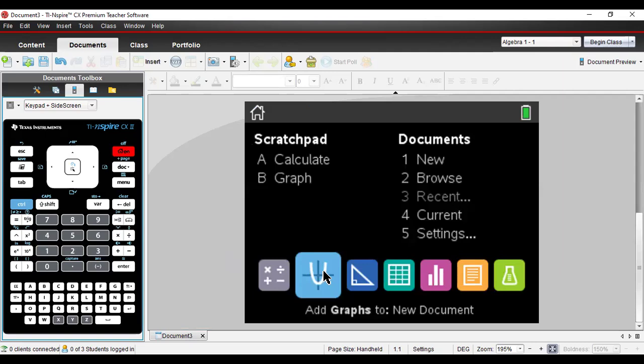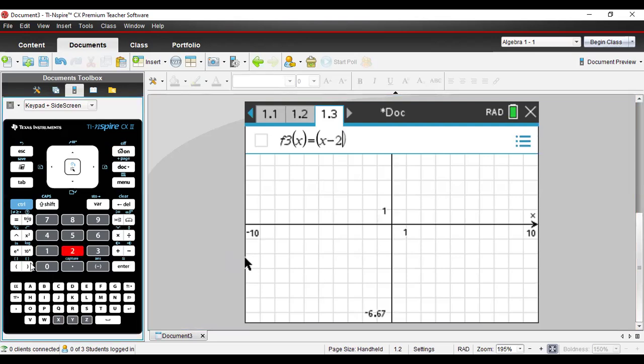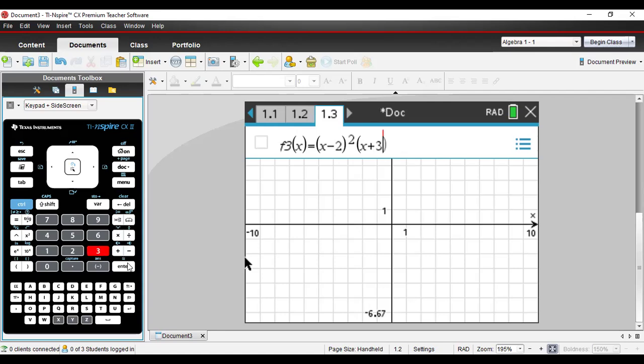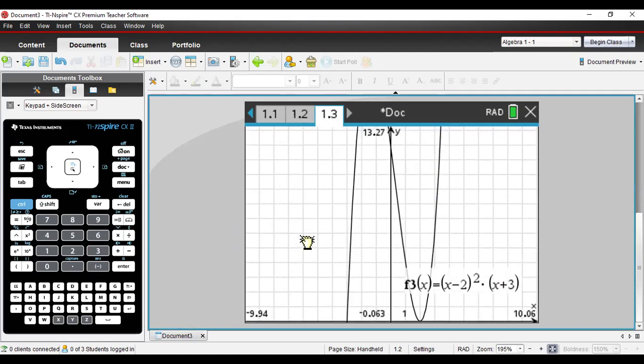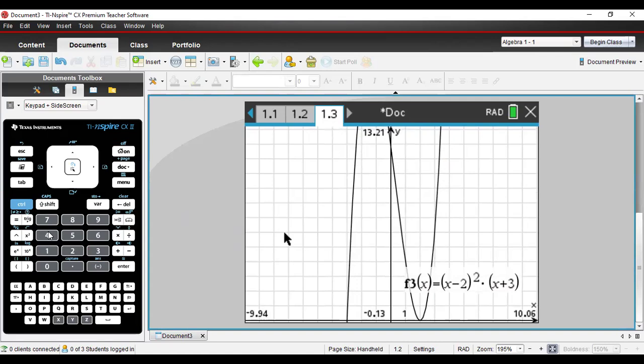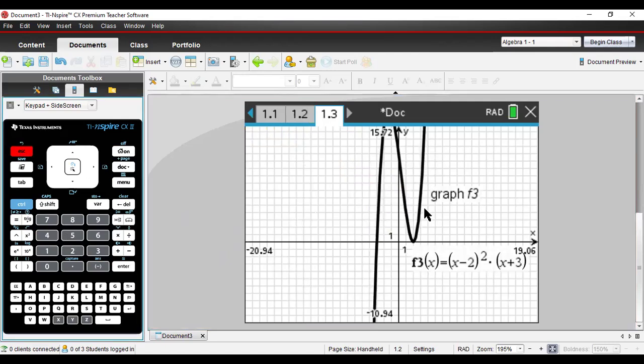So now we're going to look at the third one. And we're going to do x minus 2 times, oh, that's supposed to be squared. Oops, I almost forgot that. So let me go back and delete that. I'm going to put a square there. And then I'm going to put x plus 3. All right, so now I'm going to pull this down a little bit so we can see a few things. So I'm going to zoom out, menu 44. That should be enough.